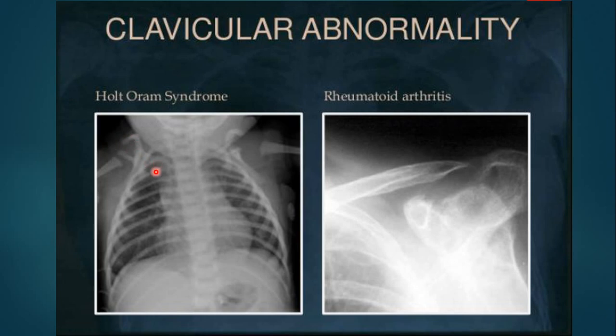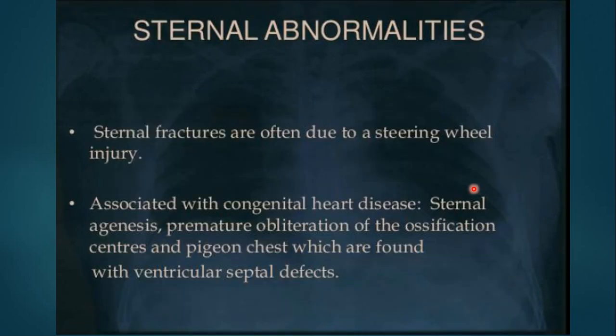Now, what about this image here? You can see erosion of the outer third of the clavicle. The outer part of the clavicle is eroded. Also, the adjacent acromial process and possibly part of the scapula show some erosion, and this was a case of rheumatoid arthritis. So these are the causes of erosions of the outer part of the clavicle.